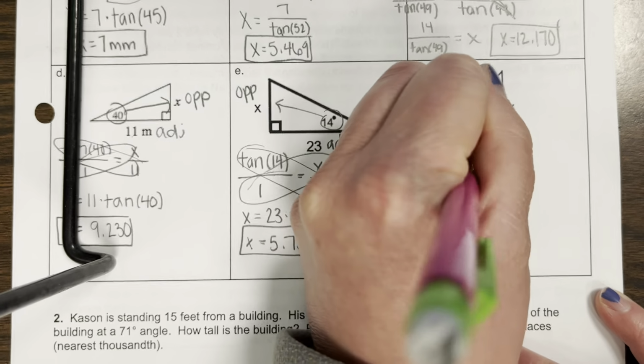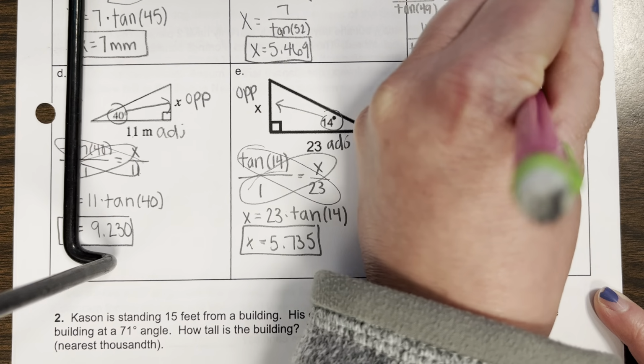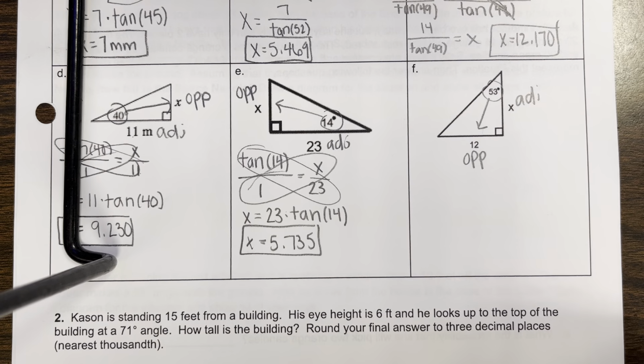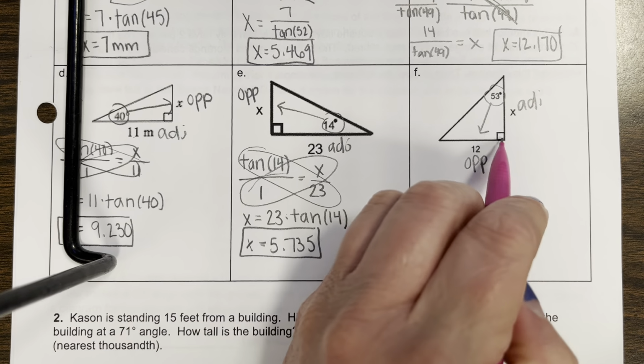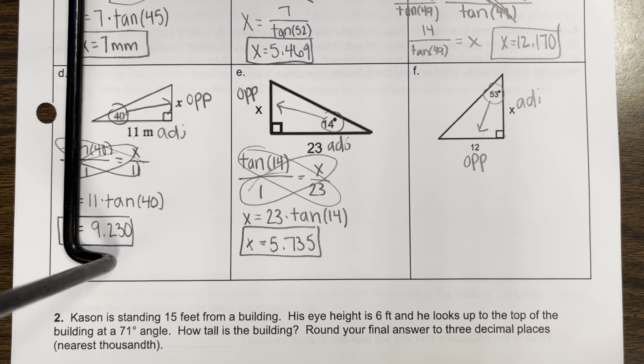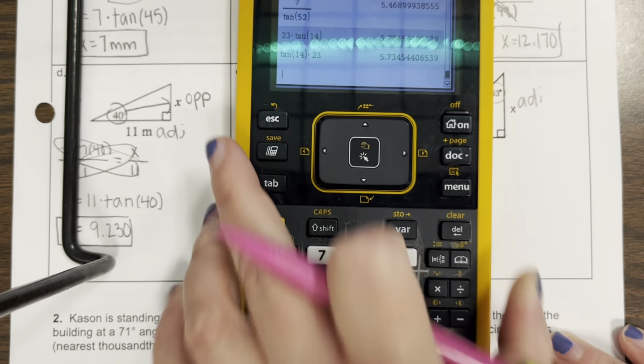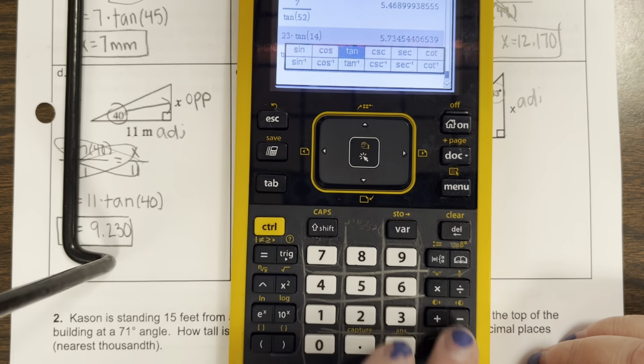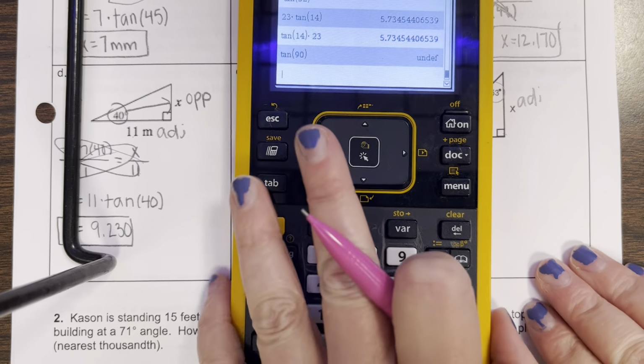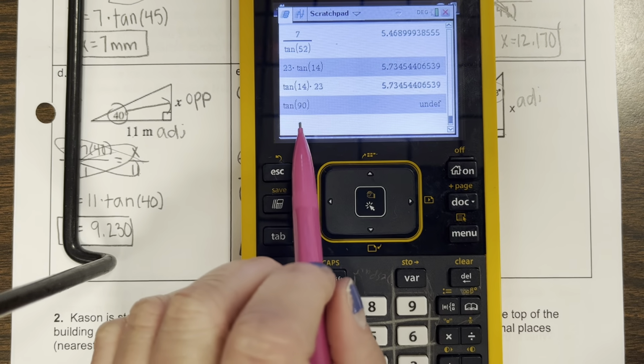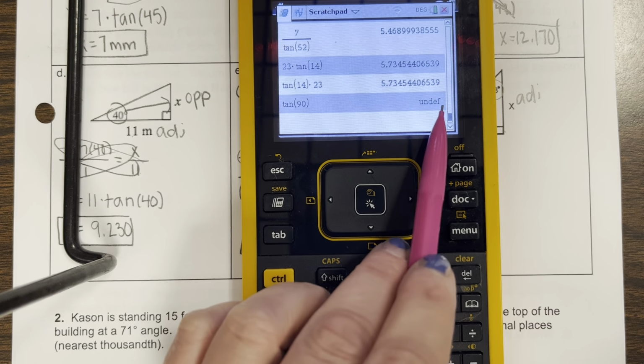That's opposite. And that's adjacent. So I do want to make sure you're careful. Make sure you're not using 90 as your reference angle, because if you were to put tangent of 90 in your calculator, and we've talked about this before when we started talking about tangent, we were just talking about the slope ratio, that's undefined.